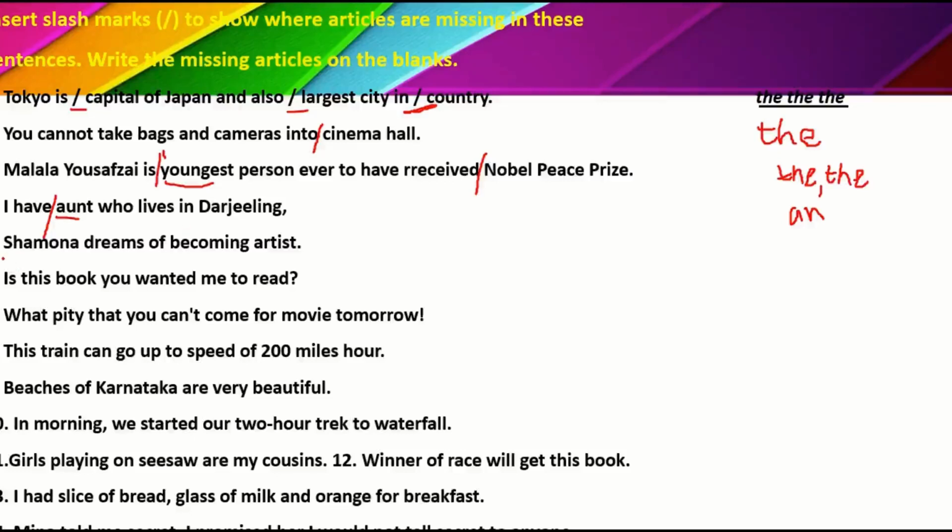Now, let's see the fifth one. Shamono dreams of becoming artists. What is missing over there? Here. Shamono dreams of becoming a artist or an artist or the artist. It will be an artist. An.